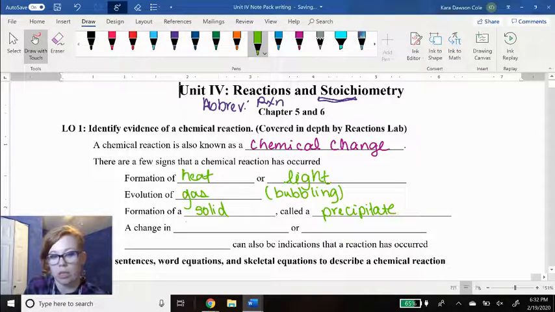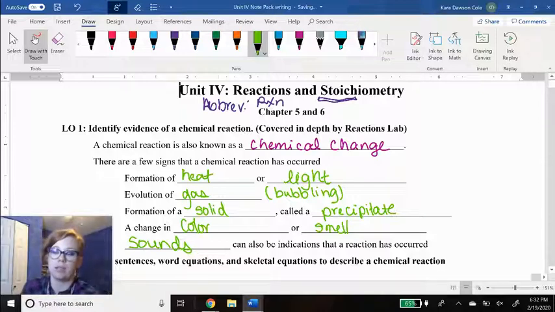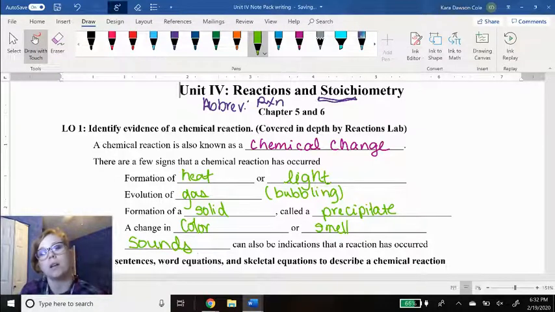You can have a change in color or smell. Sounds can also be indications that a reaction has occurred. So if I get the formation of a sound, like a popping noise or that type of noise, that could be an indication that a reaction has occurred. Okay, so that is learning objective 1, identify evidence of a chemical reaction.